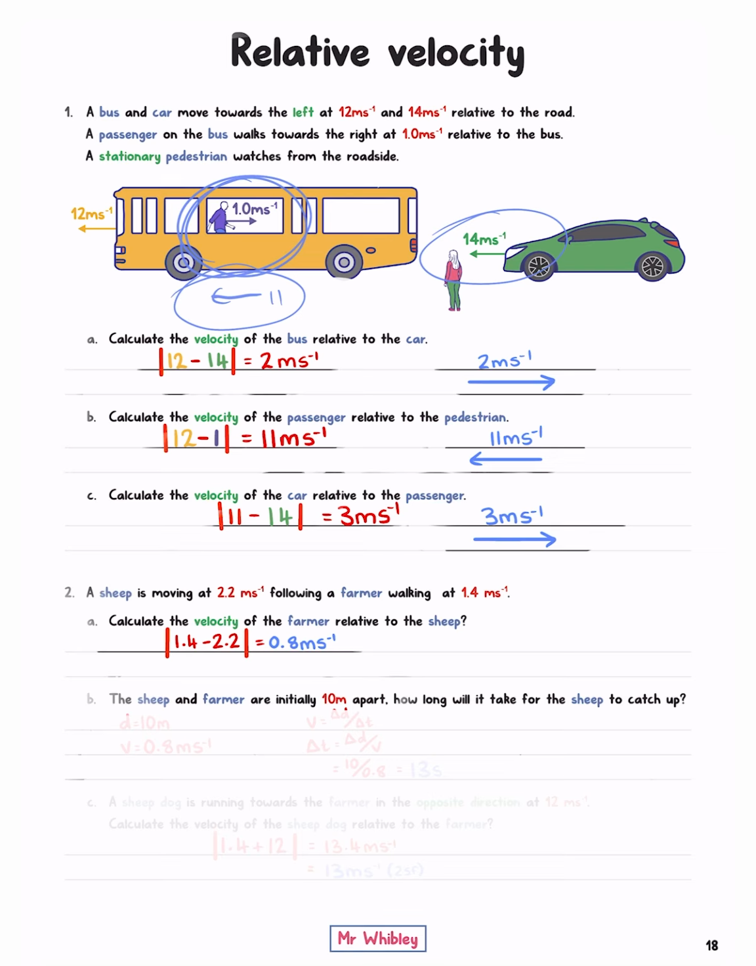If the sheep is closing its 10 meter gap at a rate of 0.8 meters per second, we just need to use our velocity equation, solve for time, putting in our numbers, gives us 13 seconds.